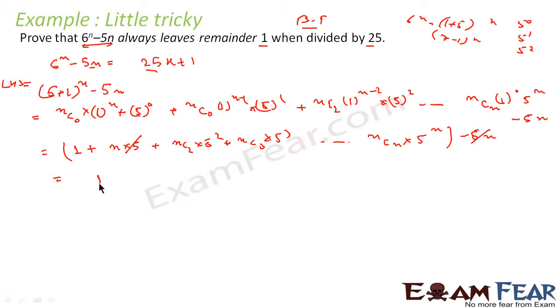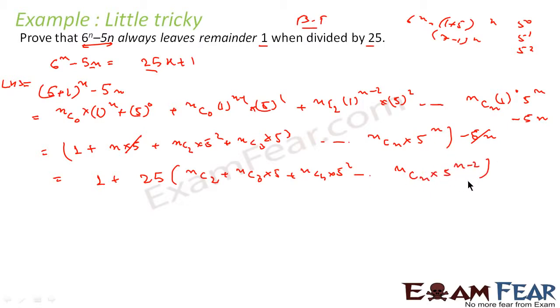So what you get is 1 plus, and here from 5 square we take 25 common. So if we take 25 common, this becomes nC2 plus nC3 into 5 plus nC4 into 5 square, and so on, up to nCn into 5 to the power n minus 2.